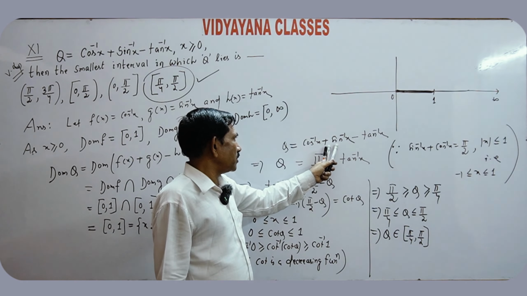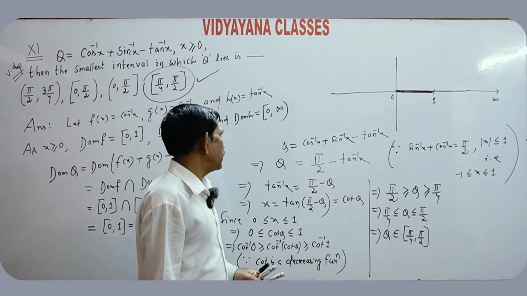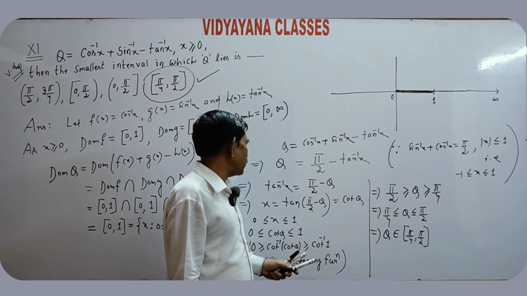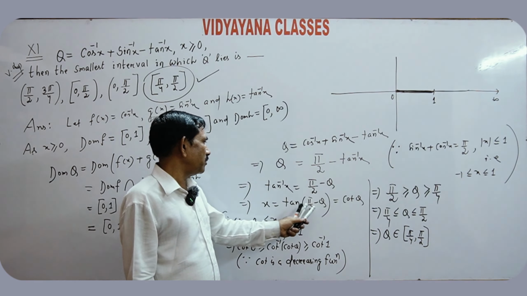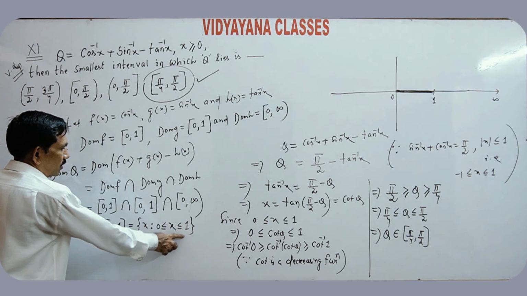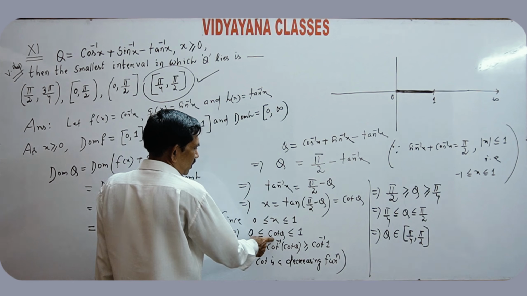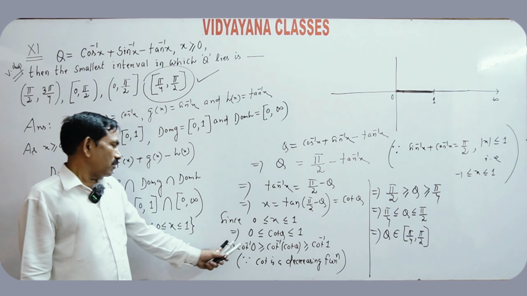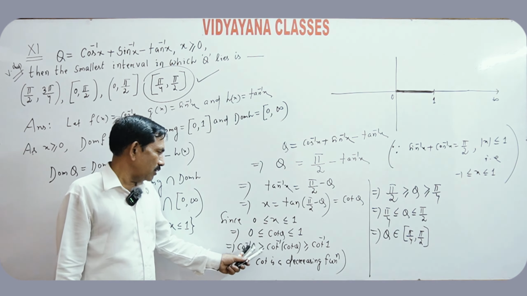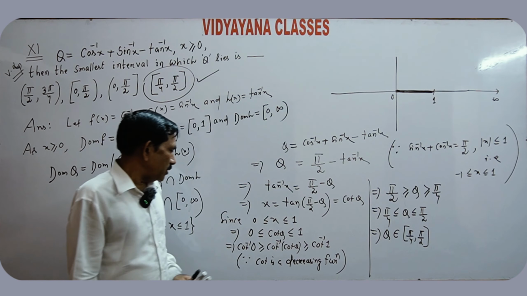Theta is equal to cos⁻¹x + sin⁻¹x − tan⁻¹x. Sin⁻¹x + cos⁻¹x is equal to π/2. So theta is equal to π/2 − tan⁻¹x, or tan⁻¹x is equal to π/2 − theta. x is equal to tan(π/2 − theta), which is cot theta. As x is greater than or equal to 0 and less than or equal to 1, 0 ≤ x ≤ 1 means 0 ≤ cot theta ≤ 1. Taking cot⁻¹ everywhere, it gives cot⁻¹0 ≥ cot⁻¹(cot theta) ≥ cot⁻¹1, as cot is a decreasing function.